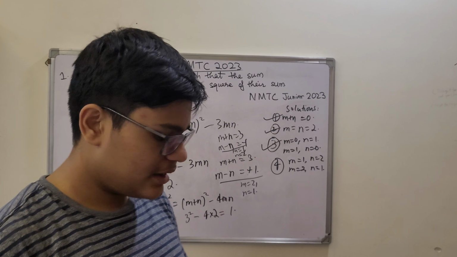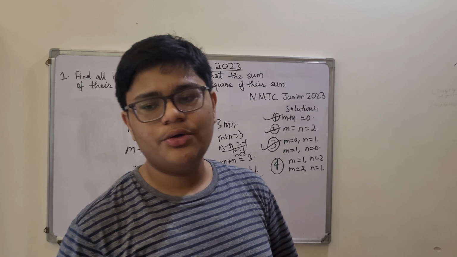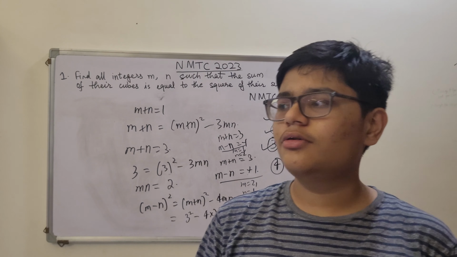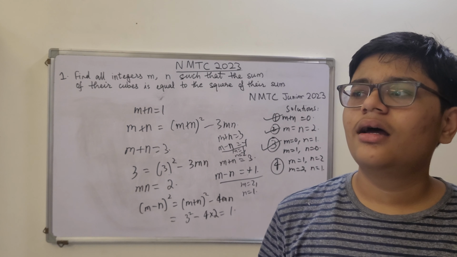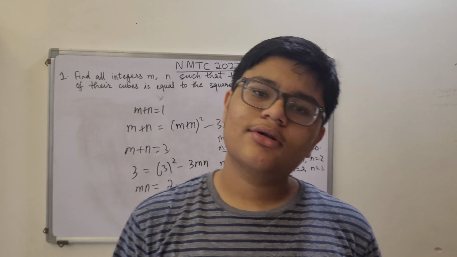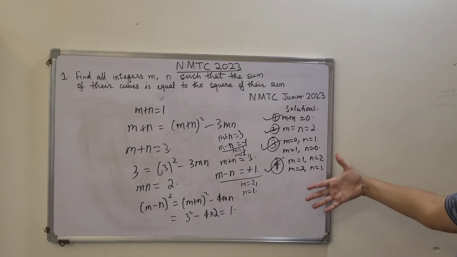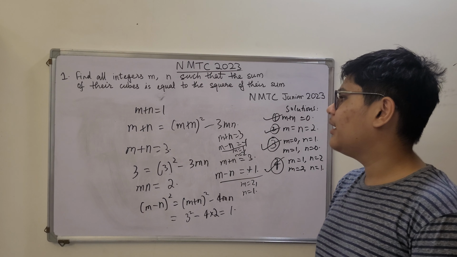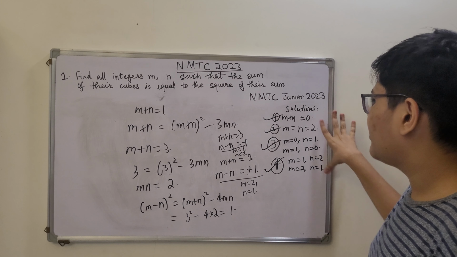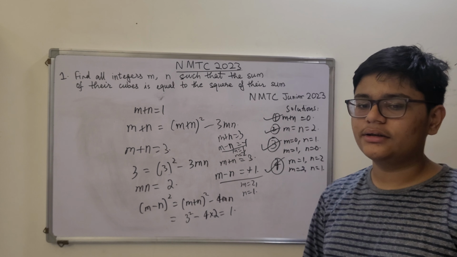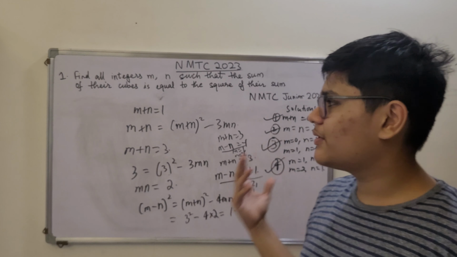So this also satisfies. And if we take them as 1 and 2, 1 cubed plus 2 cubed is 1 plus 8, which is 9, and 1 plus 2 whole squared is also 9. So this also satisfies. So these are all the solutions that satisfy the given condition. So that is the solution to this question.